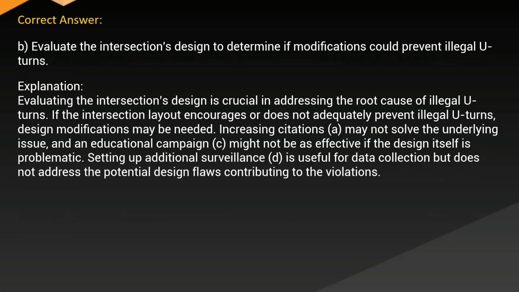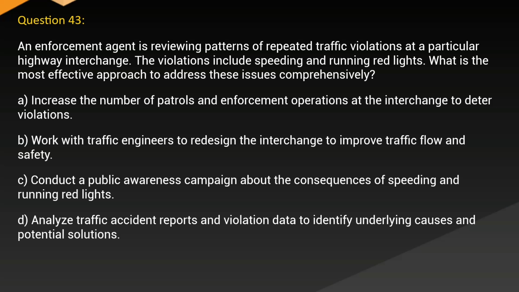Correct answer. B. Evaluate the intersection's design to determine if modifications could prevent illegal U-turns. Explanation. Evaluating the intersection's design is crucial in addressing the root cause of illegal U-turns. If the intersection layout encourages or does not adequately prevent illegal U-turns, design modifications may be needed. Increasing citations, A, may not solve the underlying issue, and an educational campaign, C, might not be as effective if the design itself is problematic. Setting up additional surveillance, D, is useful for data collection but does not address the potential design flaws contributing to the violations.